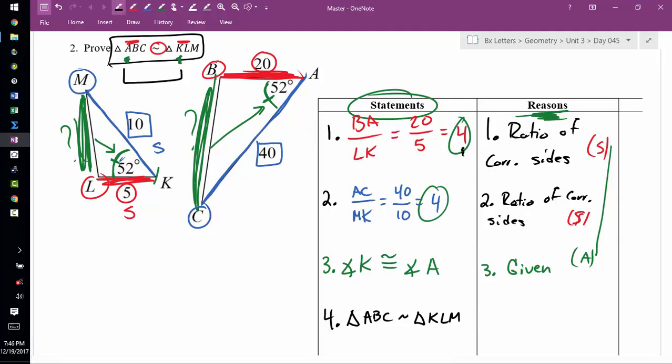And what's my reason for making this claim? Well, that is the side-angle-side similarity theorem. And we're done.